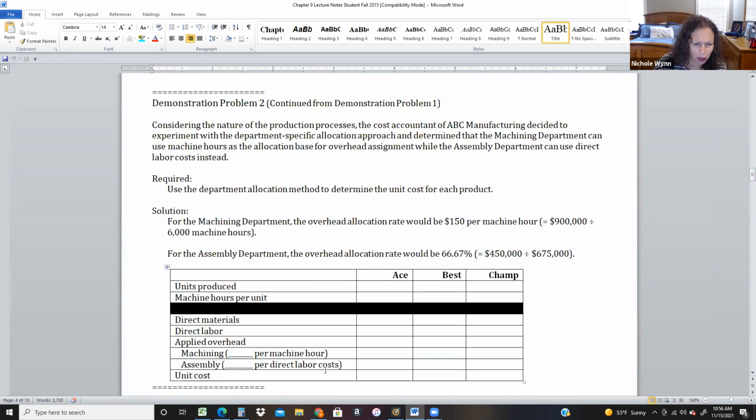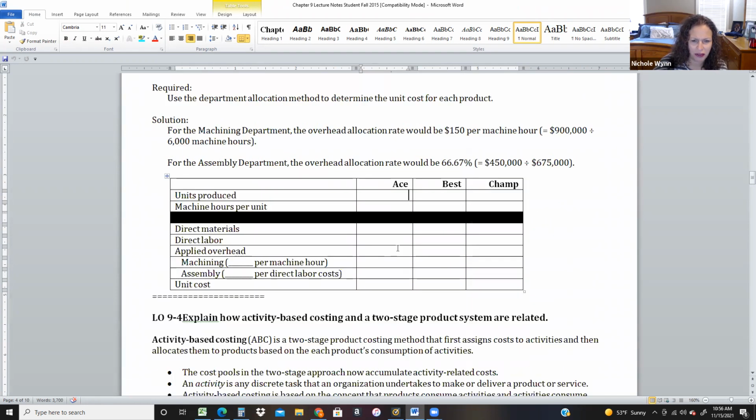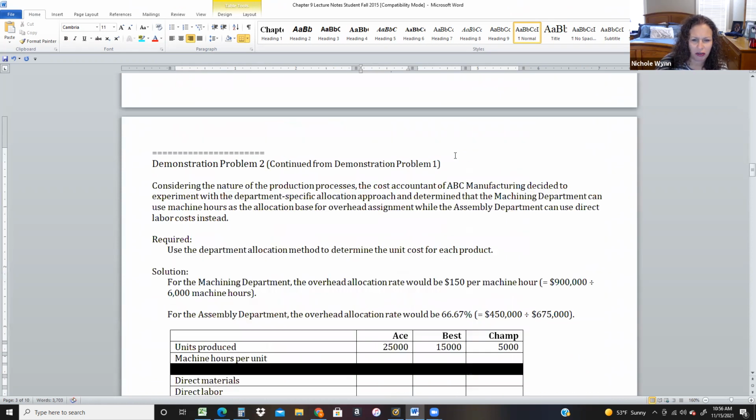So I'm on page 4. This is the one we were doing when we were in class together. I'm going to do it in total and then divide by the number of units. Let's drop in the number of units first, which was 25, 15, and 5. And then the machine hours per unit was also given: 2,500, 1,500, and 2,000.